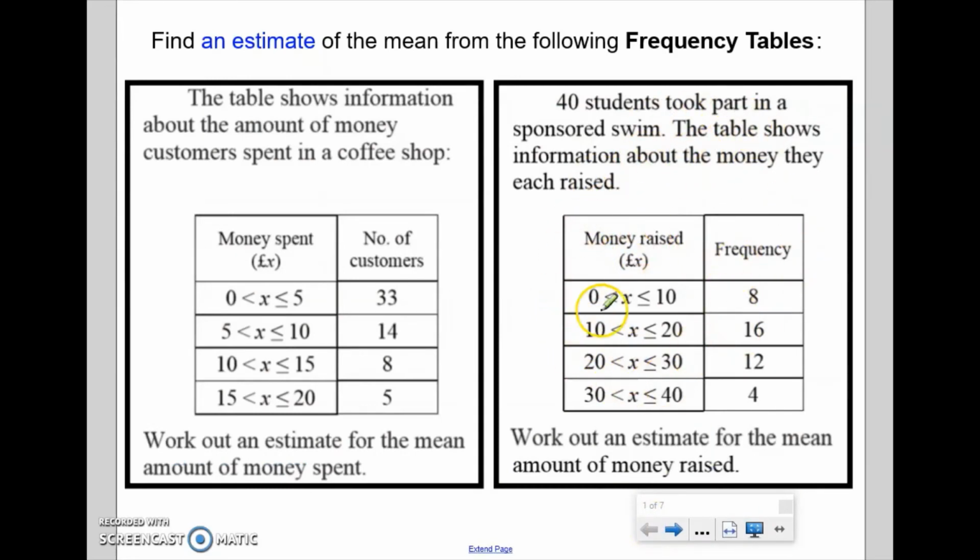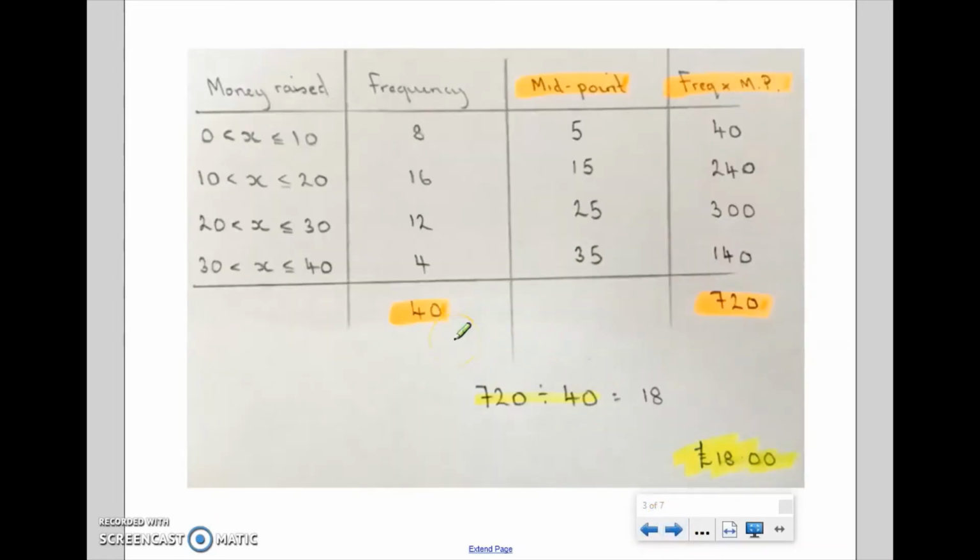We'll now have a little look at question 2. So we're looking at money raised during a sponsored swim. My solution looks like this. Again, I've added column 3 and column 4. I've taken a total of column 4 and a total of column 2. Remember, the total for the third column, midpoint, is not needed, so that is why I have not included it. I take these two values and I divide them. 720 divided by 40 tells me that the estimate of the mean amount of money raised during the sponsored swim is £18.